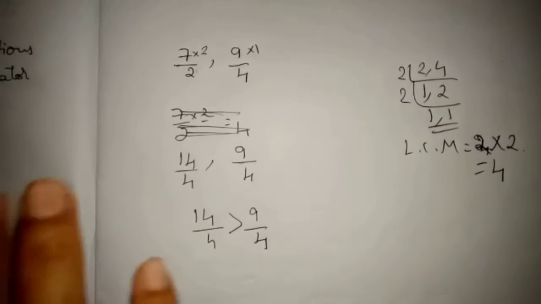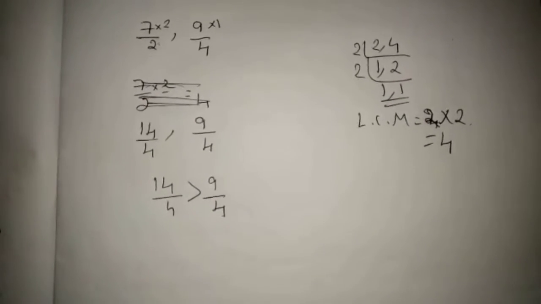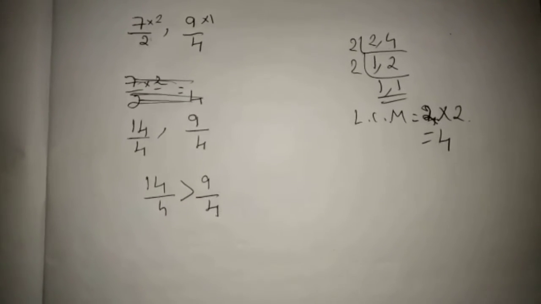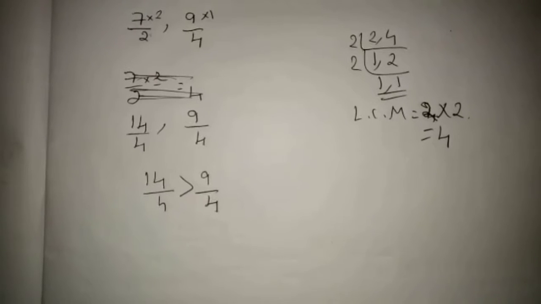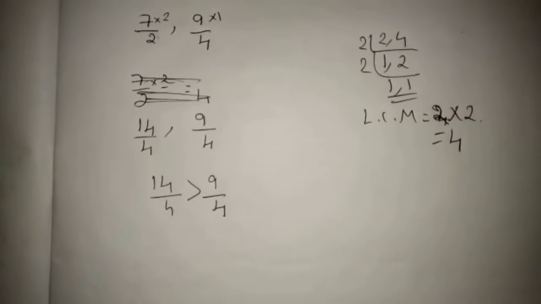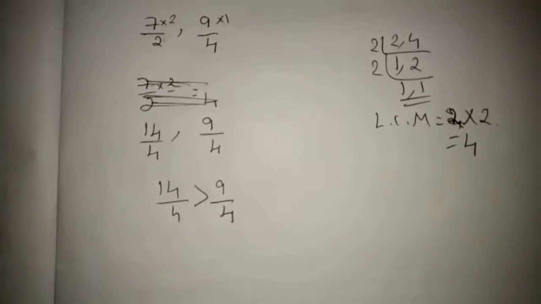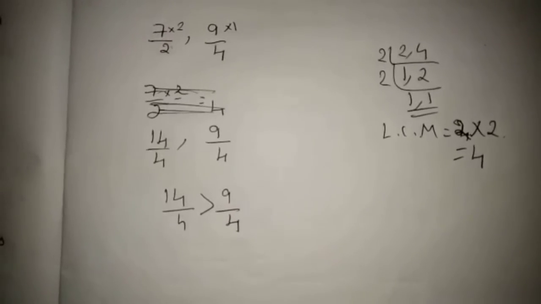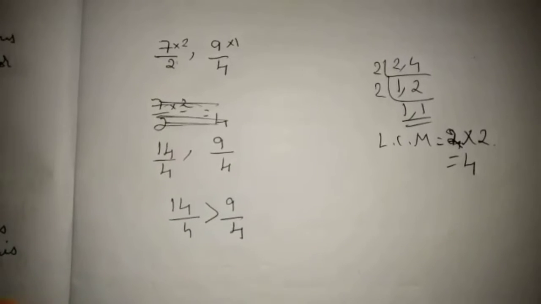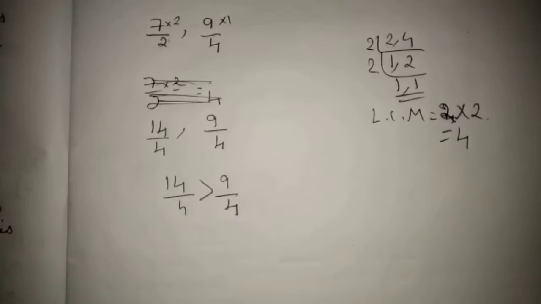I hope you all have understood these rules. So if they have given two fractions, the first thing you have to do is check which is the same. If the denominator is the same, you use rule 1. If the numerator is the same, use rule 2. If both numerator and denominator are not the same, then what you have to do? Same like this. You have to make the denominator the same and then apply the rule and find out.